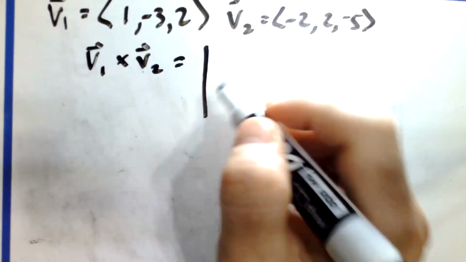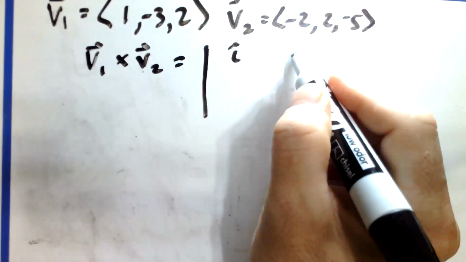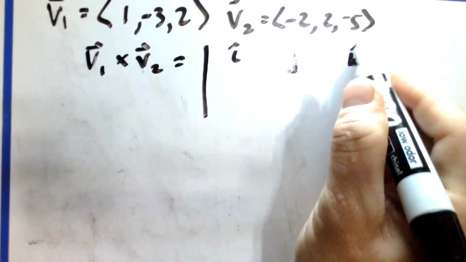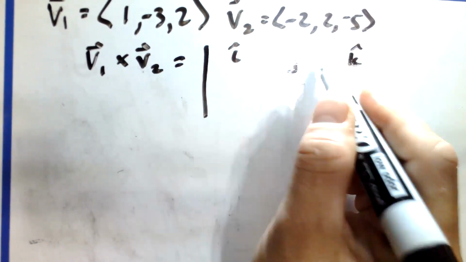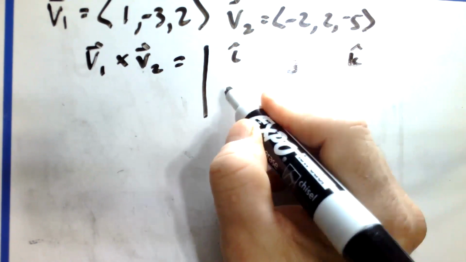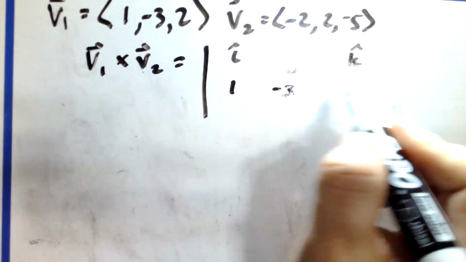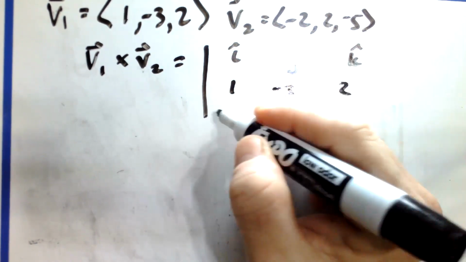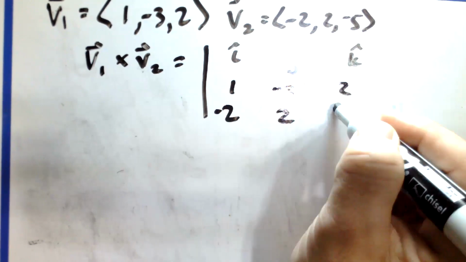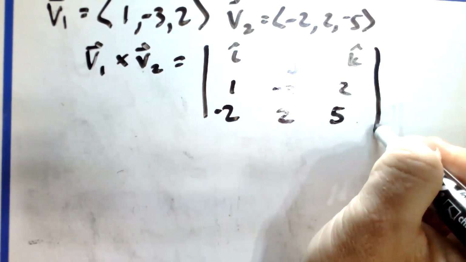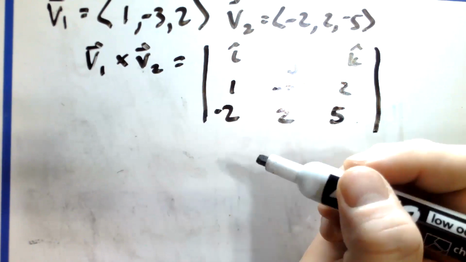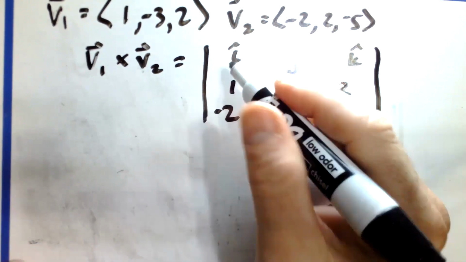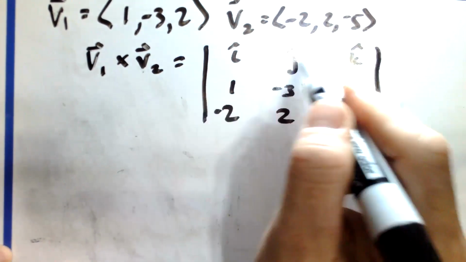To do this, I usually like to set it up using the matrix formation with a determinant. So I have I, J, and K across the top, and then each of the components, 1, negative 3, and 2 for V1, and V2 is negative 2, 2, and 5. Okay, and then to compute the cross product, we work along the top row, the first row here.